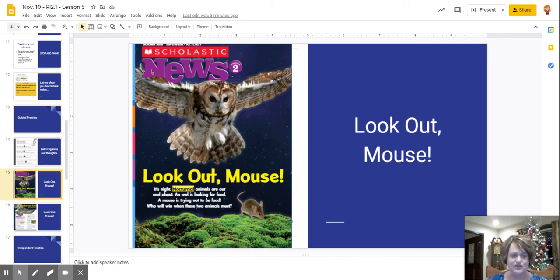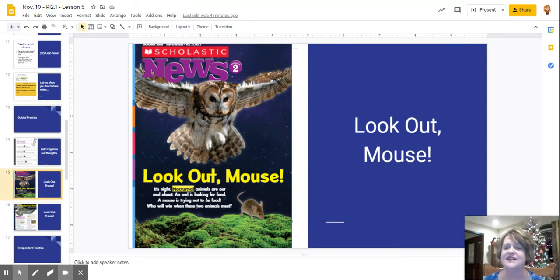Okay, so let's do a little vote. I'd like for you to raise your hand if you think the owl is going to win and he is going to catch that mouse. Raise your hand. All right, hands down. Now I want my other voters to vote. If you think the mouse is going to be able to get away, I want you to raise your hand. All right, so we have a few for each one.